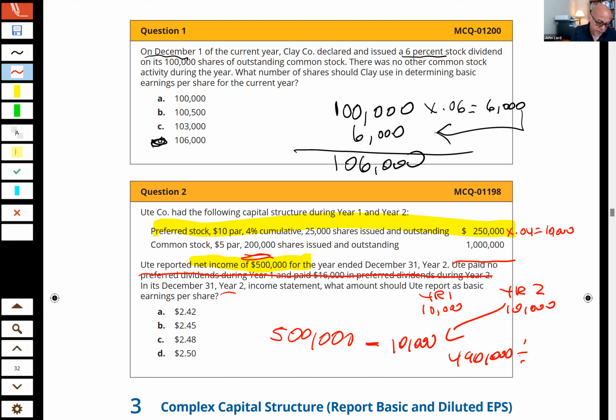And in this question, you'll see some that may actually ask you to also calculate the denominator. So you'd have to calculate the weighted average shares outstanding as well on a question. This one just focused on the numerator here, and they gave us this 200 shares issued and outstanding. So we take that 200,000 shares, right? And that's how we got to this 245, which was the correct answer.